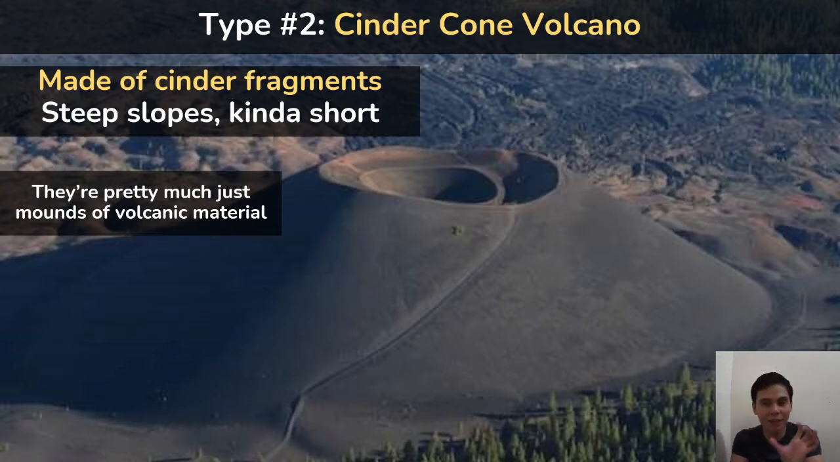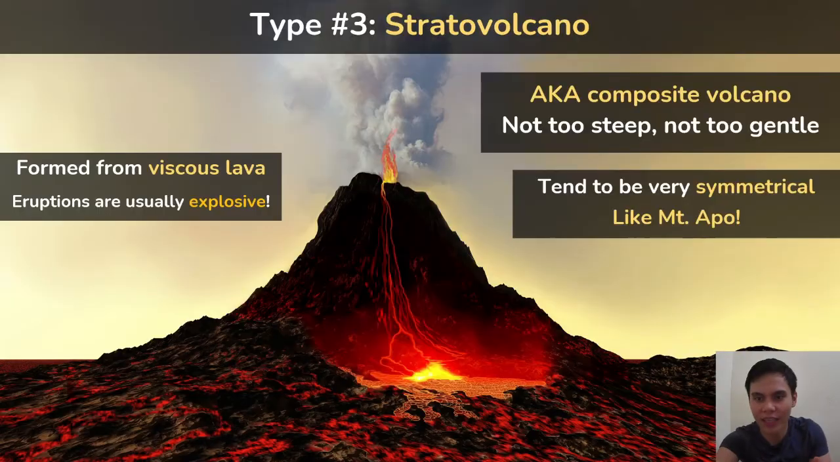So because they're made up of tiny fragments with lava as a cement between them, that kind of develops very steep slopes, and it doesn't develop into very large mountains. They're kind of short and stout. So they're pretty much just mounds of volcanic material, and they're usually made from a single eruption event that created the cinder cone volcano, and then usually they don't erupt anymore. They just erupt that one time.